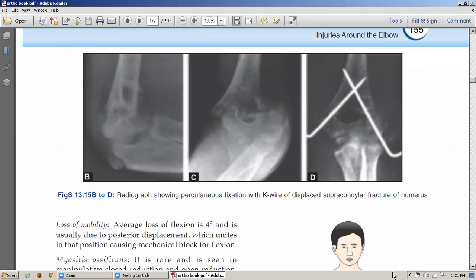You can see in this radiograph a percutaneous fixation with K wires of a displaced supracondylar fracture of the humerus. This is diagram B. Here you can see the fracture of the supracondyle. This is a medial view, a lateral view, and here is the K wire, used for fixation of the supracondylar fracture of the humerus.